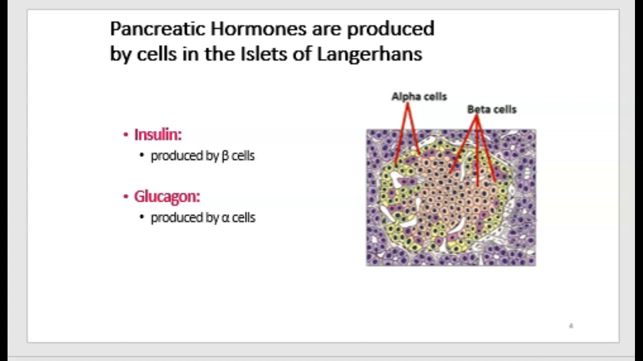Now within the islets of Langerhans, there are two separate kinds of cells. One kind of cell is called a beta cell. These are the ones that produce insulin. The other type are called alpha cells, and they produce glucagon.